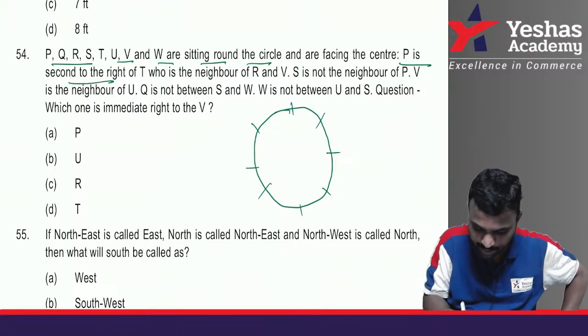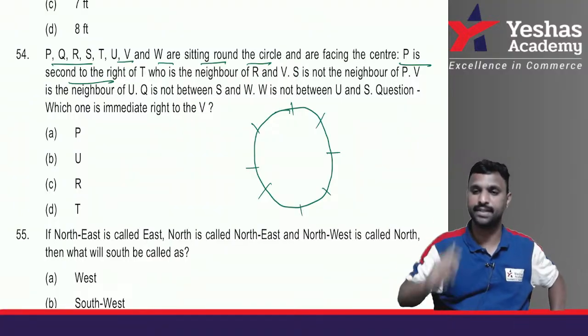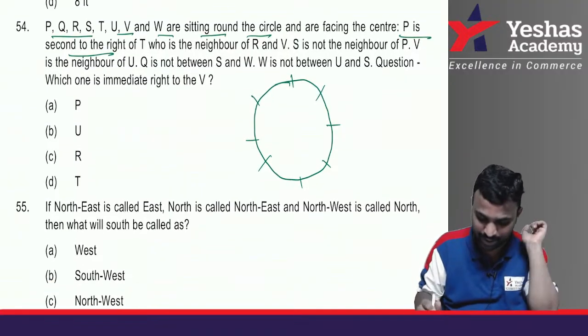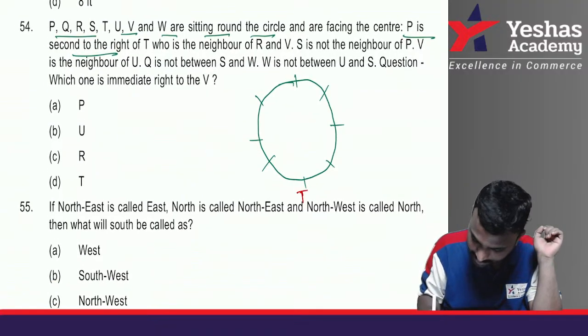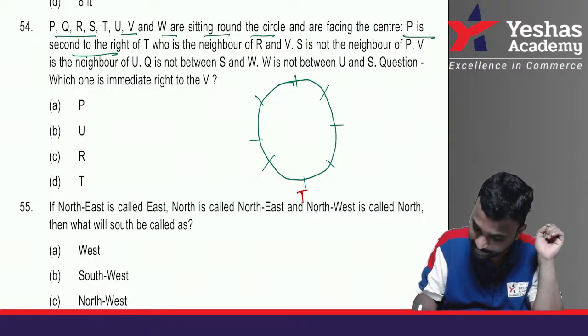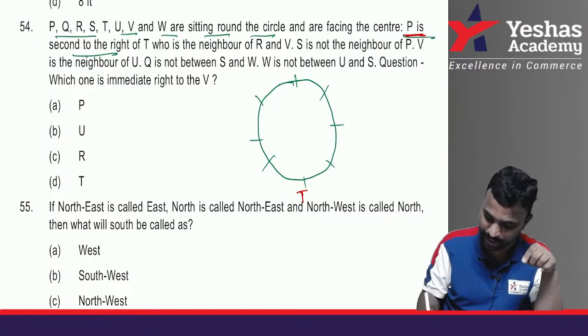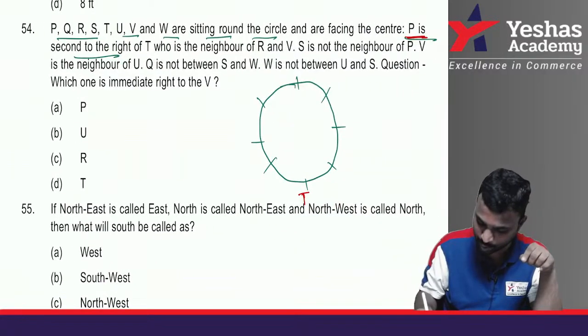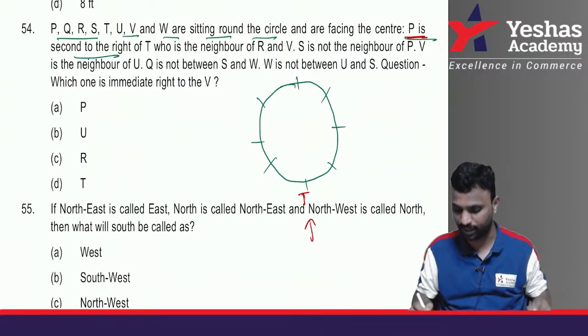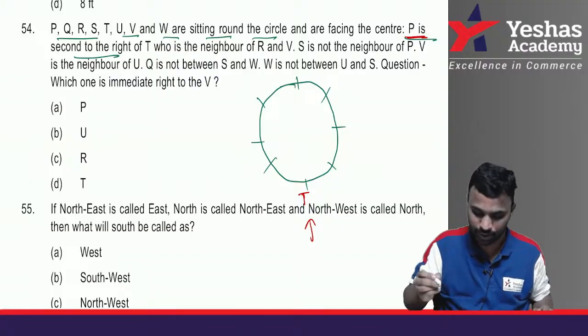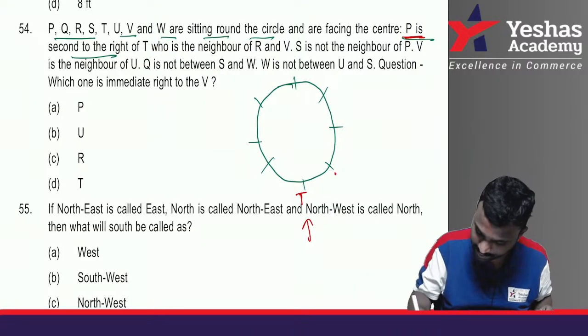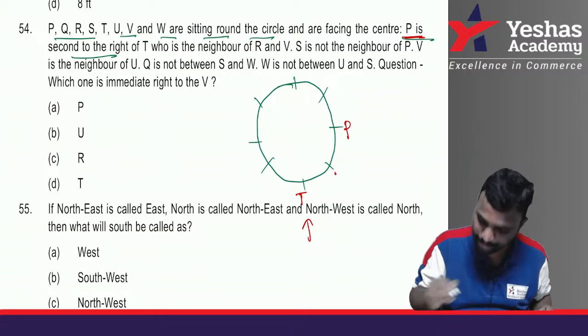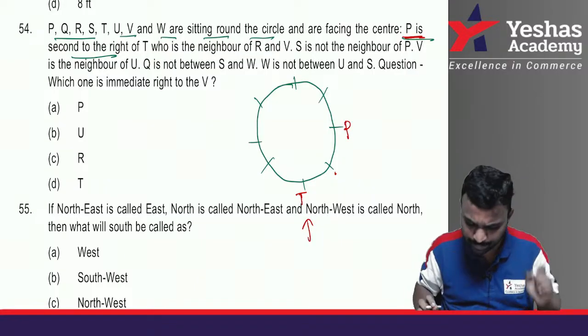P is second to the right of T. Is it a short statement? Yes, it is a short statement. Who is the reference person? T is the reference person. With respect to T, where is P? Second to the right. So always place the reference person at the bottom, because the person at the bottom faces north. So second to the right of T means first right, second right. Here is P. You understood? So T and P are marked.